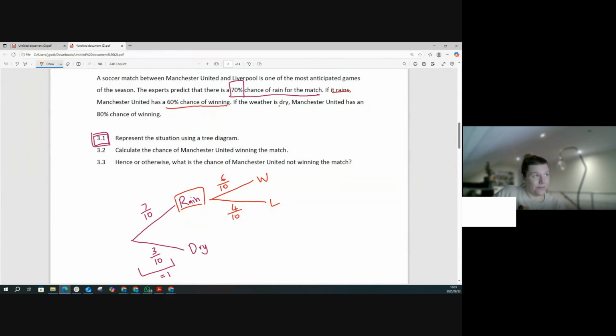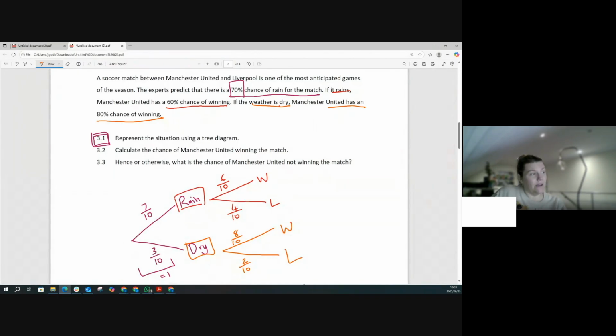Then it says if the weather is dry, Man U has an 80% chance of winning. So that means if it's dry, they have an 80% chance of winning. And if they lose, that means they would have 2 out of 10, 20% chance of losing. So then we land up with these different options.